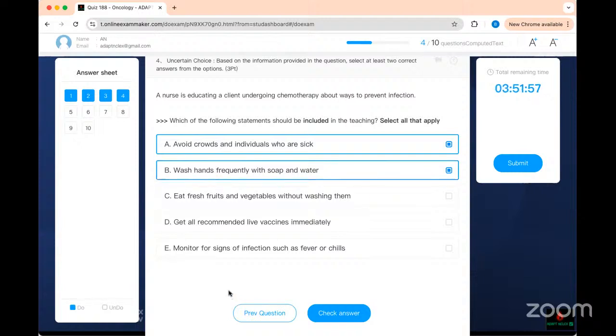C is a trap, right? You have to wash them thoroughly before you eat them. So fresh vegetables and fruits need to be washed, otherwise you get sick from it, listeria and the rest. Get all recommended live vaccines immediately is a trap. They cannot have what? A live vaccine, right? They should not get any live vaccine. Therefore, this is a trap. Monitor for signs of infection such as fever and chills. So those are the things for the patient, but these two are not indicated.